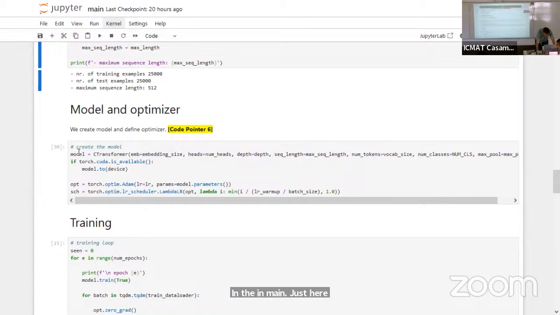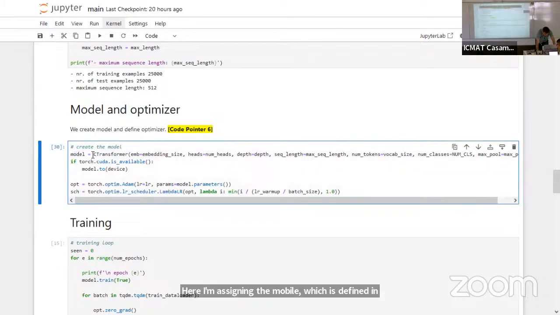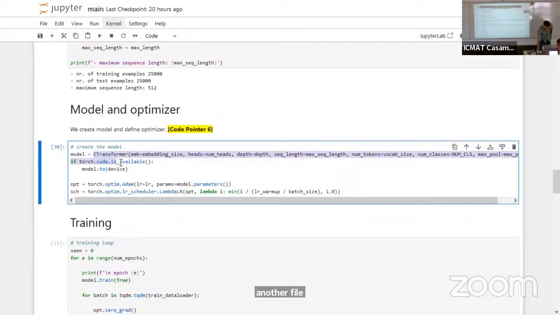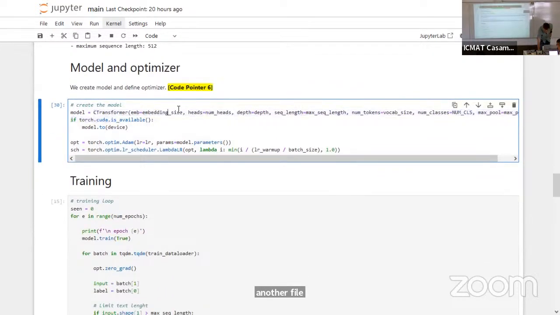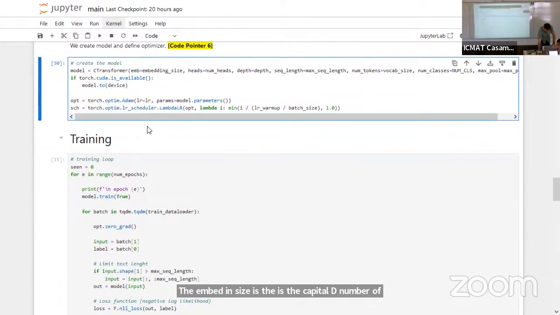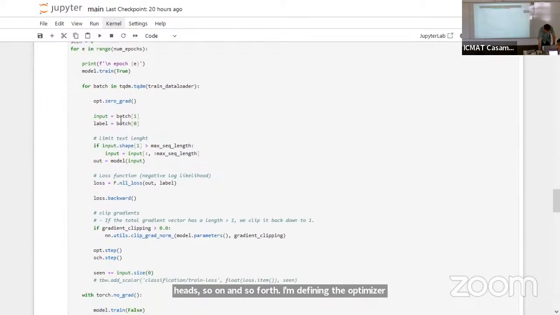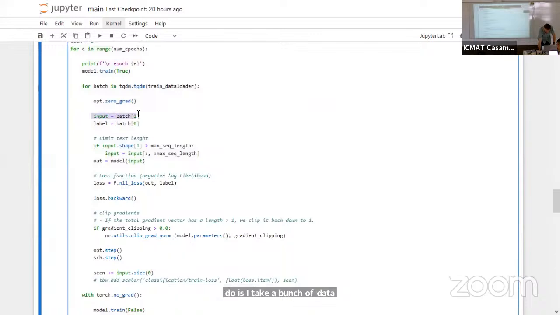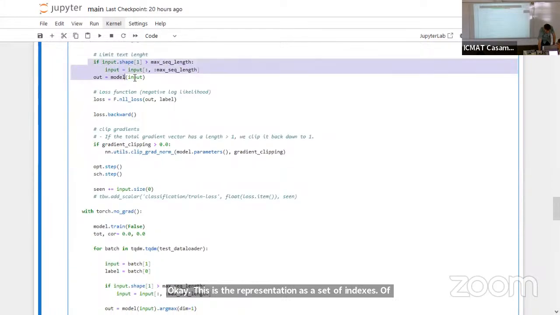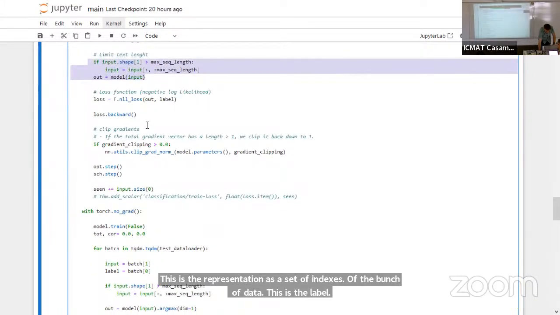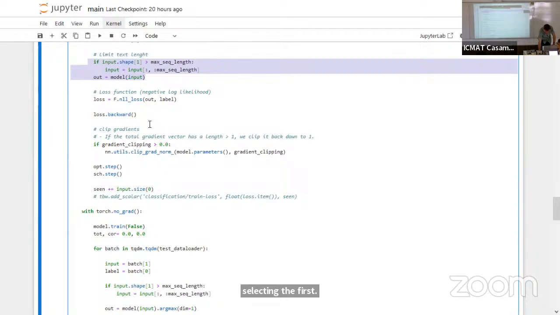Here I'm defining the model, which is defined in another file, transformer.py, with a set of parameters, like the embedding size, which is the capital D, the number of heads, and so on and so forth. I'm defining the optimizer, which is going to be Adam. And in the optimization, what I do is I take a batch of data. This is the representation as a set of indexes of the batch of data. This is the label. I'm cropping the data in case it is very long, just selecting the first max sequence length characters.